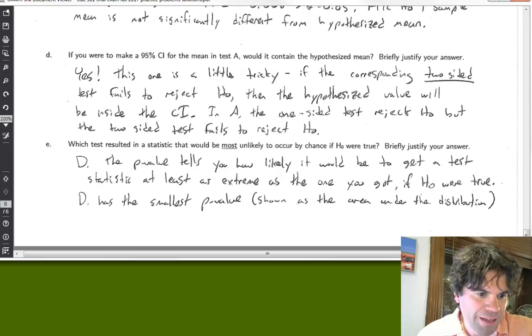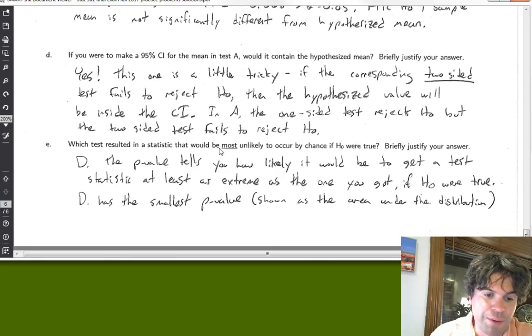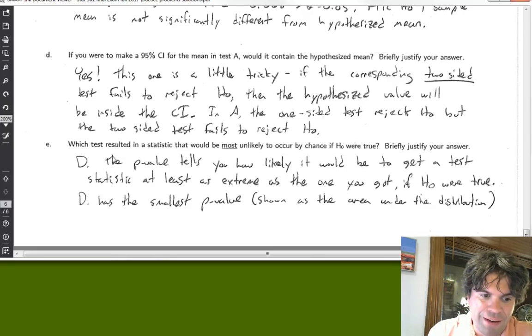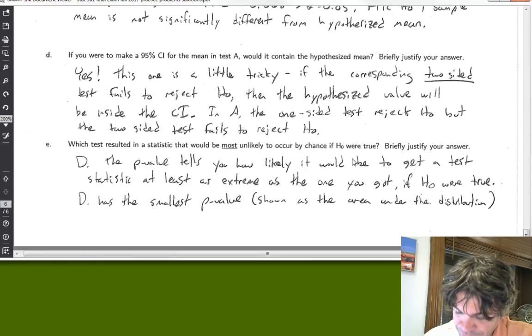There we go. Which test resulted in a statistic that would be most unlikely to occur by chance if the null hypothesis were true? Oh, this isn't too bad. After all these weirdo tricky questions, this one seems relatively easy. What is this talking about? A statistic that would be most unlikely to occur by chance if the null were true. The p-value is the probability you would get a test statistic at least as big as the one you got just by chance if the null were true. This is referring to a p-value.